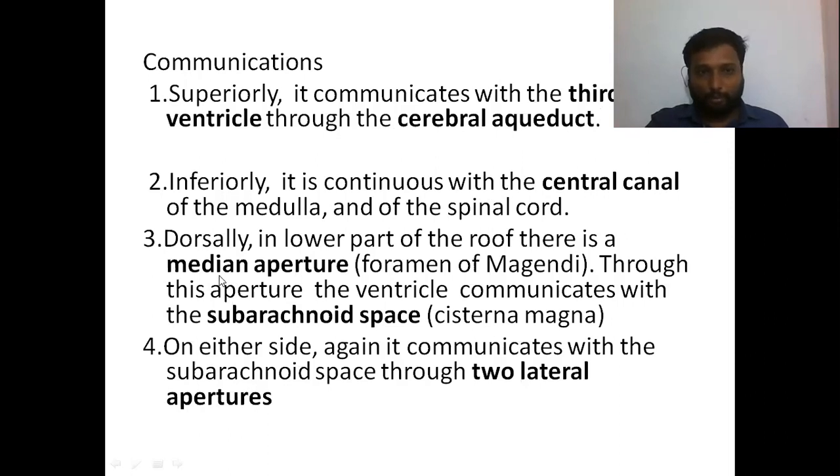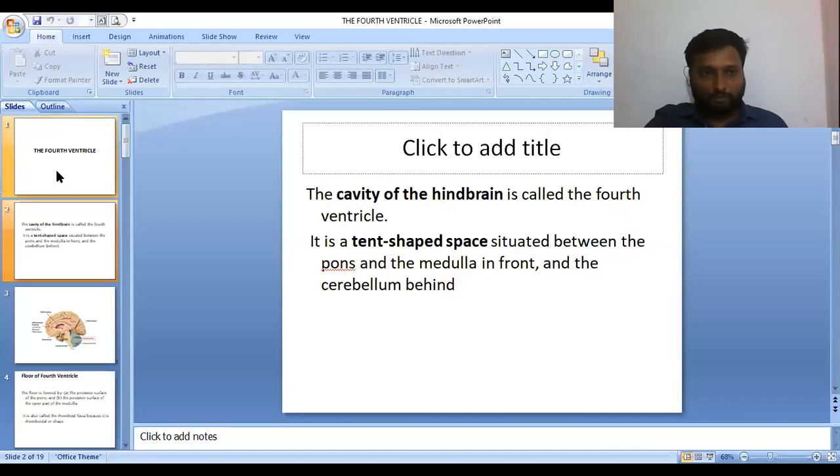Then dorsally, it has a median aperture through which it communicates with the subarachnoid space. I will show you later. Then one more: two lateral apertures are also there, through which it communicates with the subarachnoid space. So these are the communications. First, it communicates with the third ventricle, then with the central canal of the medulla, then one median aperture through which it communicates with the subarachnoid space, and two lateral apertures through which it communicates with the subarachnoid space. So these are some of the details of this fourth ventricle.